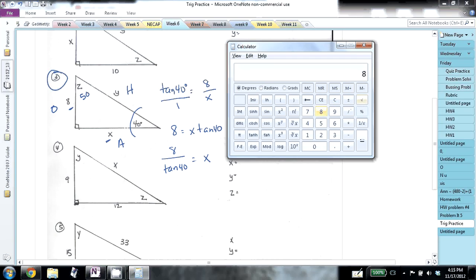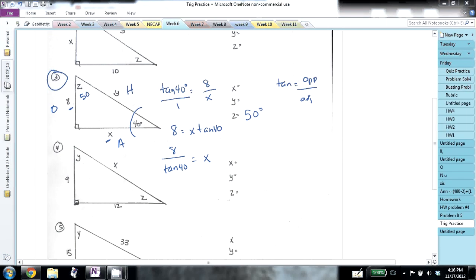8 divided by 0.839 was about 9.5. Now there's nothing on the instructions that tells me where to round, and I'm just going to choose to round to the nearest tenth. So X is 9.5.